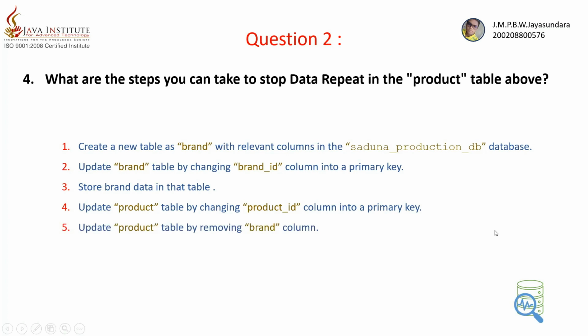Fifth step is update product table by removing brand column. So we can remove our brand data from our product table and we can add those brand data in a brand table. Then we can create a relationship between product table and brand table. In here we have a one-to-many relationship between these two product and brand tables.